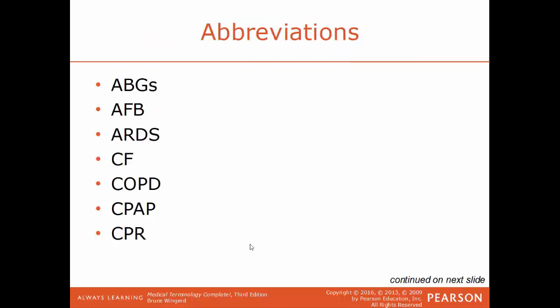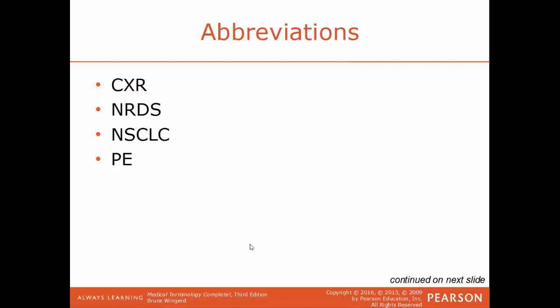All right, we'll go over some abbreviations that we've seen with the respiratory system. ABGs, arterial blood gases. AFB, acid-fast bacilli. ARDS, adult or acute respiratory distress syndrome. CF, cystic fibrosis. COPD, chronic obstructive pulmonary disease. CPAP, continuous positive airway pressure. CPR, cardiopulmonary resuscitation. CXR, the abbreviation for chest x-ray. NRDS, neonatal respiratory distress syndrome.